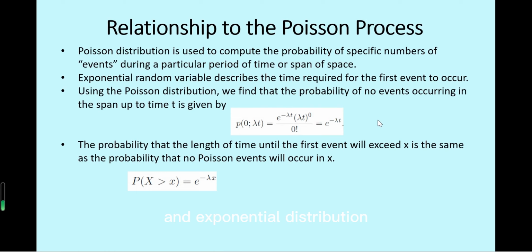The exponential distribution and gamma distribution are both related to the so-called Poisson process. We know the Poisson distribution is used to compute the probability of specific numbers of events during a particular period of time or span of space. The exponential random variable describes the time required for the first event to occur. So these are two distributions modeling the same problem, right? The Poisson distribution models how many events occur during a specified time period, but the exponential distribution models the time until the next event occurs. So this event is actually the same.